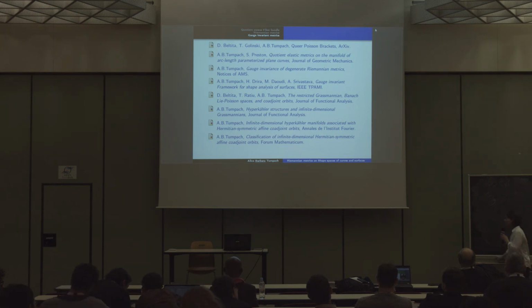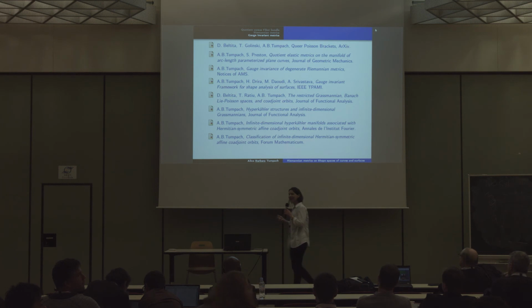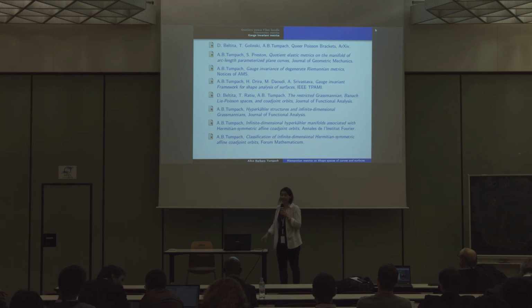So the reference is really an old paper from Michor. I never know if I should say Michor or Michor. Anyway, I can give you the reference. That's exactly where they define the manifold structure on the quotient space in this setting, for free loops, for free action.